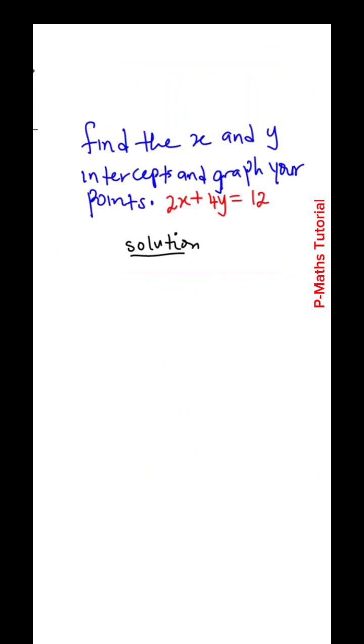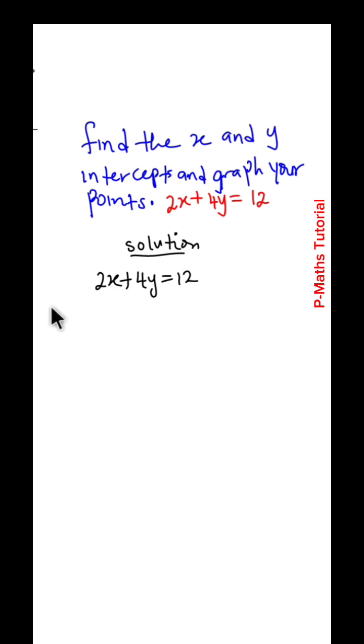Find the x and y intercepts and graph your points. We have 2x plus 4y equal to 12. And we are asked to find the x and y intercepts. To find x intercepts first, treat y as 0. Then to find y intercepts, treat x as 0.